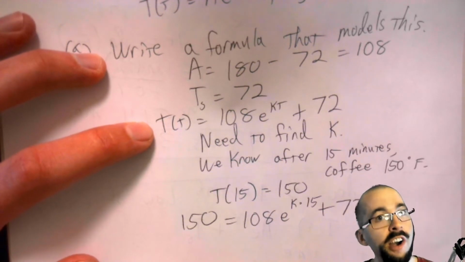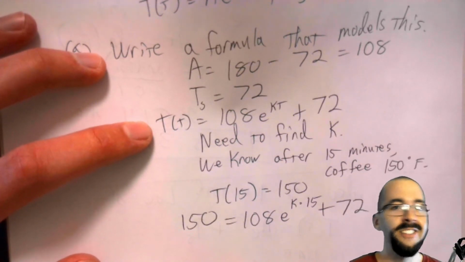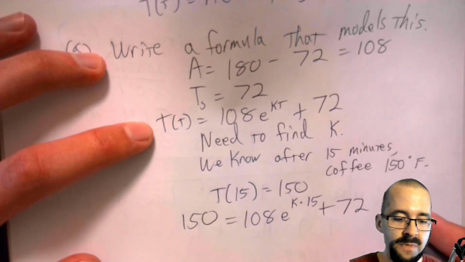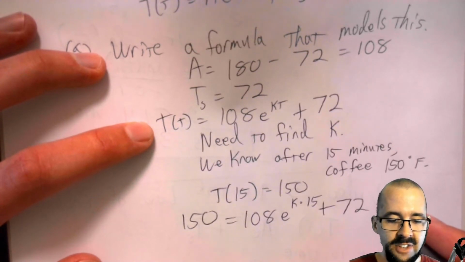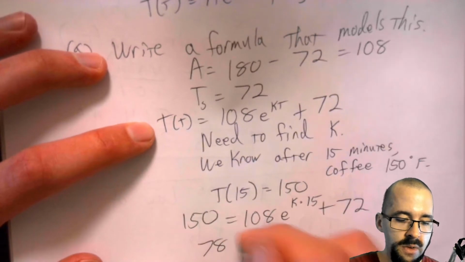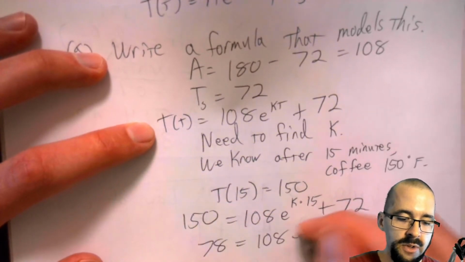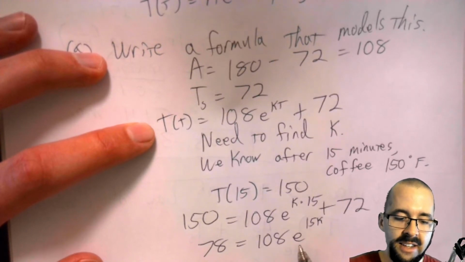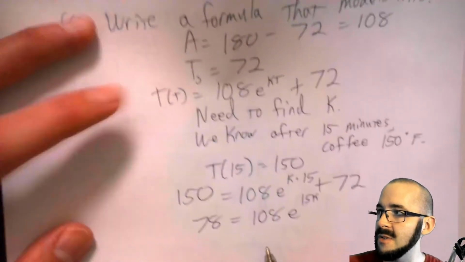Solve this exponential for k. We've solved a lot of exponential functions here today. That's why we did 6.6. So subtract over that 72, we get 78 equals 108 e to the 15k. We need to isolate the exponential, so we need to divide by 108 as well.